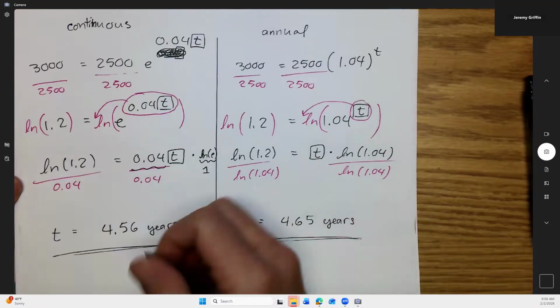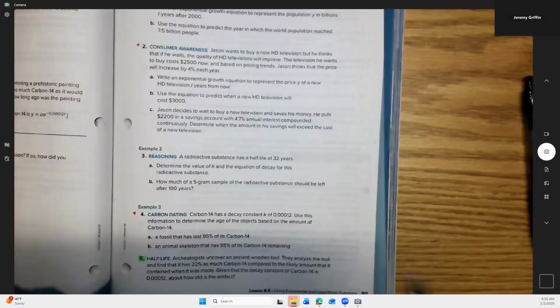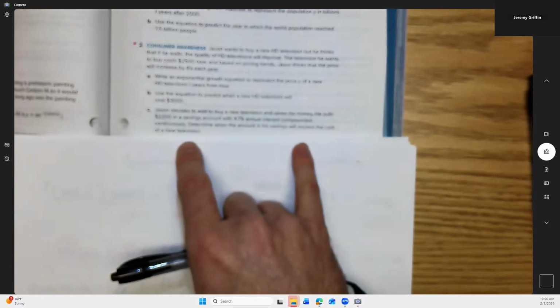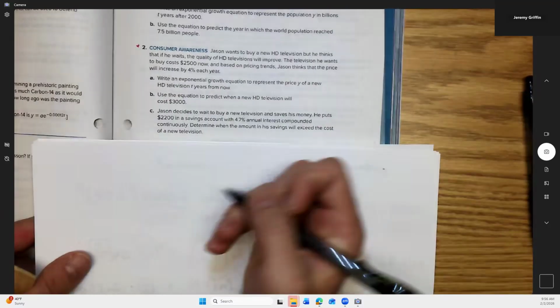Continuous? Okay, let's just stick with this. Right, so we're just going to pick one of these and run with it. Let's do that one. Right, so that's true. Okay. So on one hand, he's saving money and it's accumulating interest, right? On the other hand, the price of the television is going up. Oh no. So when will one match the other, right?